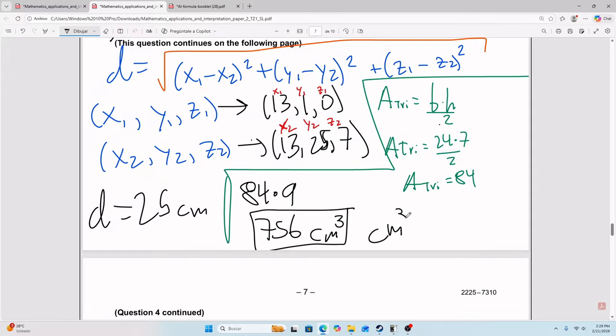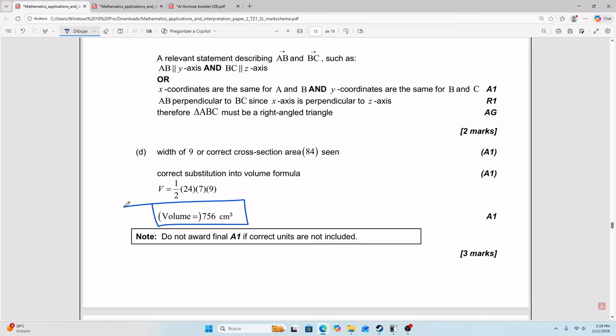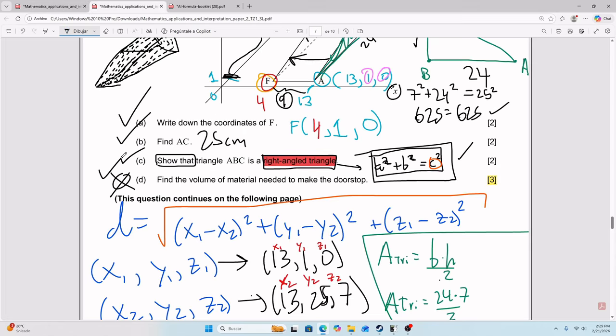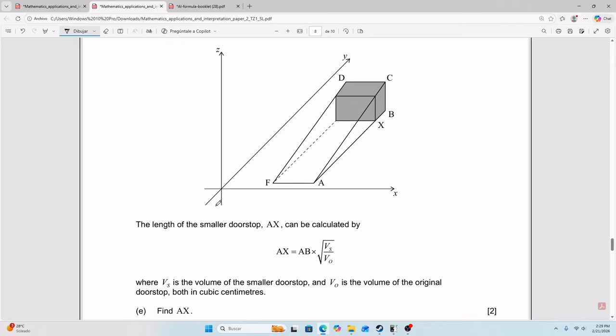If you have something cubed, it's going to be volume. If you have something squared, it's going to be area. And if you have something to the power of 1 or just nothing at all, it's going to be distance. All right, so that is for part D, 756. Thank you very much. Now we jump onto this second section, ¿cierto?